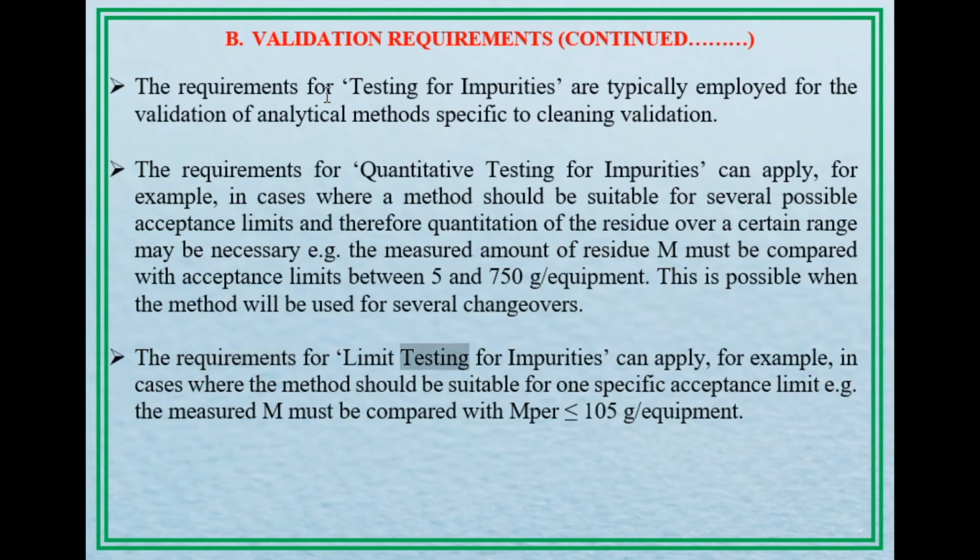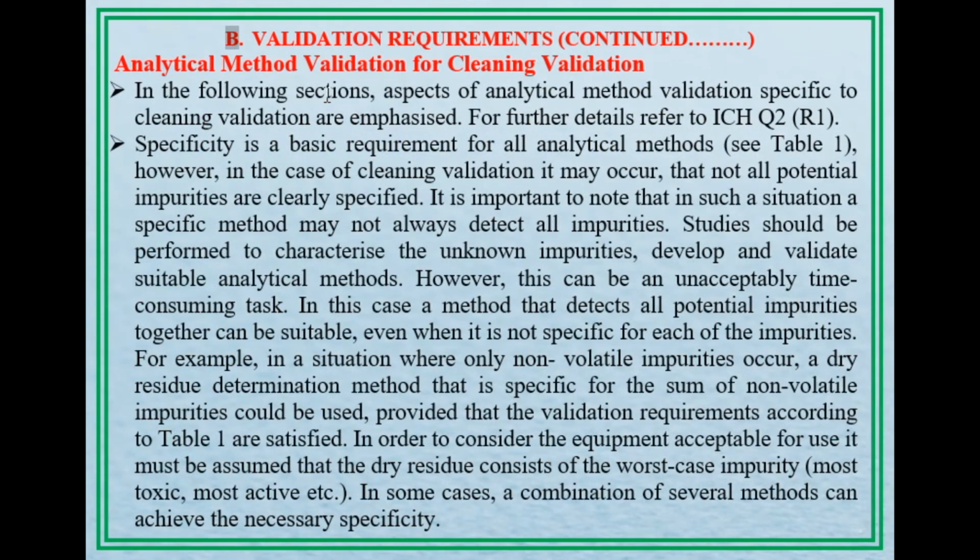The requirements for limit testing for impurities can apply, for example, in cases where the method should be suitable for one specific acceptance limit. For example, the measured M must be compared with M per 105 grams/equipment. Validation requirements, continued. Analytical method validation for cleaning validation. In the following sections, aspects of analytical method validation specific to cleaning validation are emphasized. For further details, refer to ICH Q2(R1).